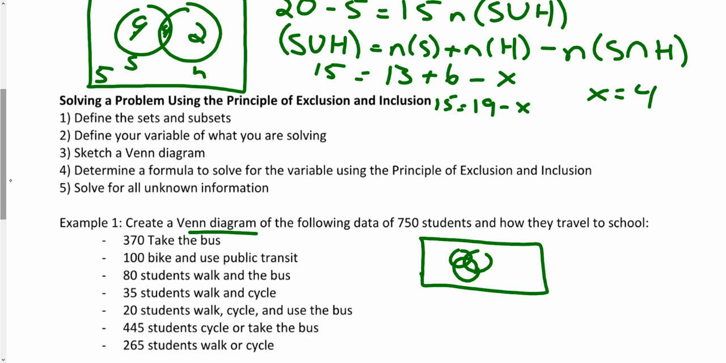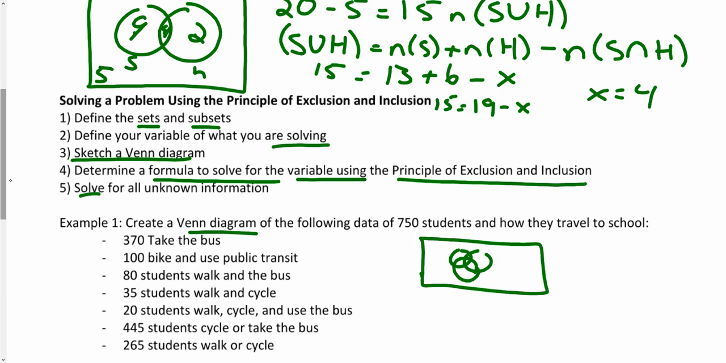What you need to do is know all your sets and subsets. You need to know what you're solving for. You need to make a sketch of the Venn diagram. You'll have to use a formula to solve for variables using the principle of inclusion and exclusion. That's just the formula I gave you there, and I'll show you what the formula is for a three-ring diagram. And yes, you can keep that for the test as well. And then you solve, okay?